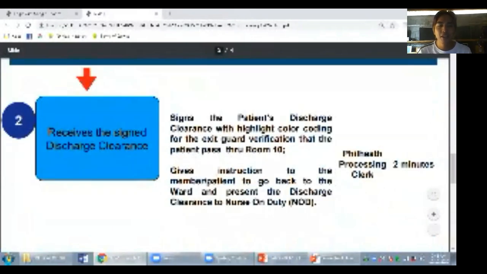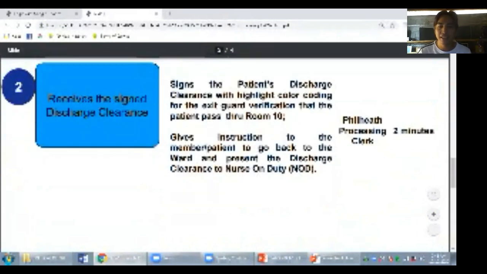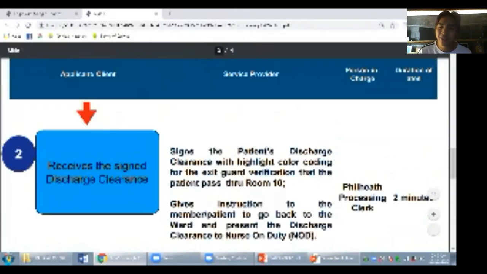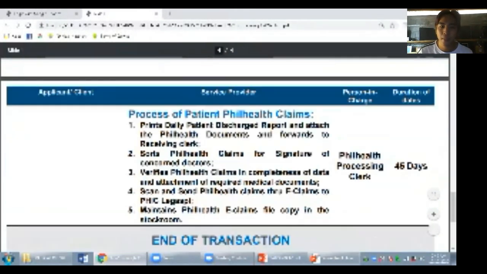Second step, receives the signed discharge clearance. The service provider will stamp the patient's discharge clearance with highlight color coding for the exit guard verification that the patient passed through room 10. They give instruction to the member or the patient to go back to the ward and present the discharge clearance to the nurse on duty. And the person in charge here is the PhilHealth processing clerk again. It will take 10 minutes. Okay.